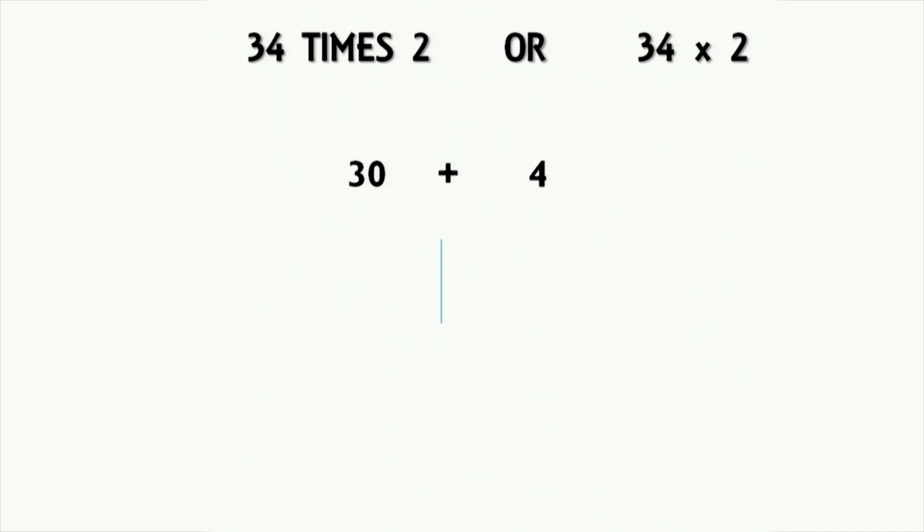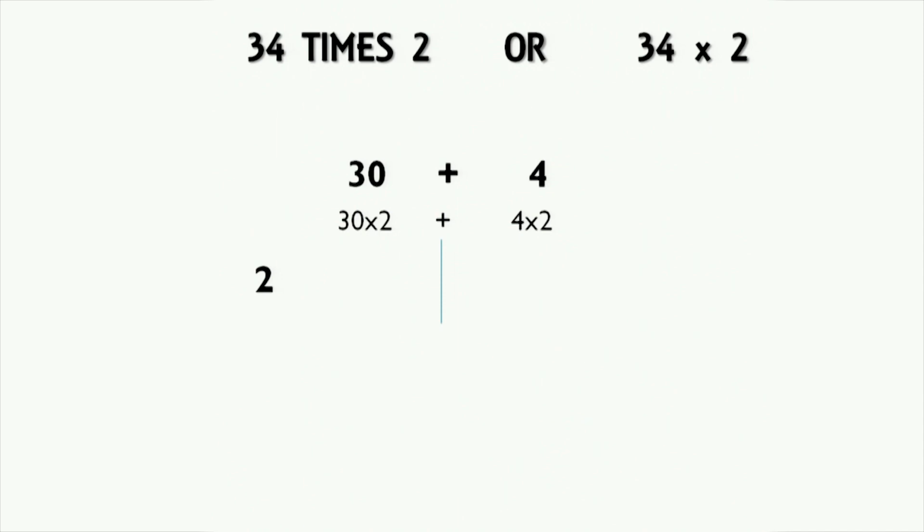Now, moving on to the next, I have written 2 on this side. So, I have written 30 plus 4 above and 2 on this side. Now, what will you do? Now, start multiplying. I will multiply first 30 with 2 and then 4 with 2.